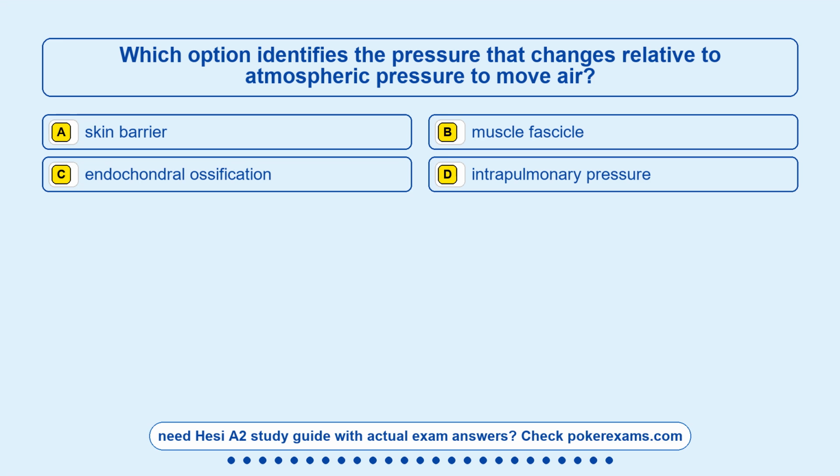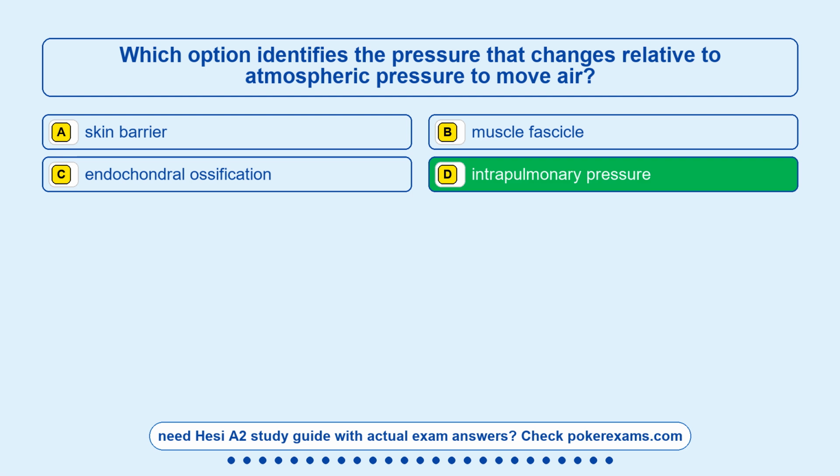Question 4. Which option identifies the pressure that changes relative to atmospheric pressure to move air? Option A, skin barrier. Option B, muscle fascicle. Option C, endochondral ossification. Option D, intrapulmonary pressure. The correct answer is option D, intrapulmonary pressure.